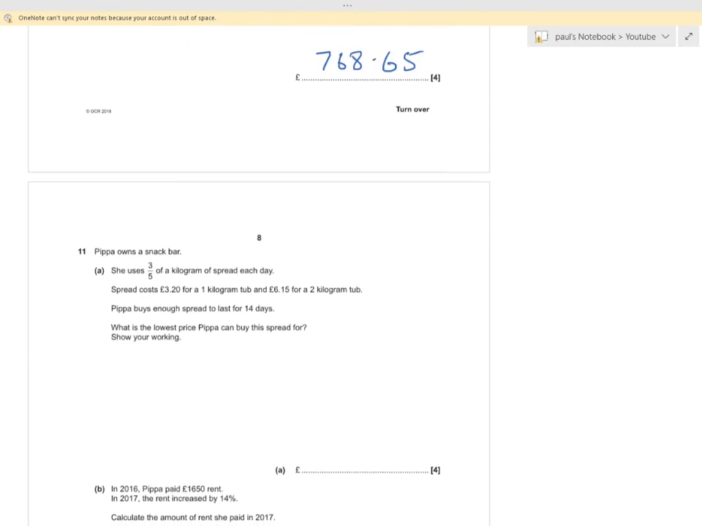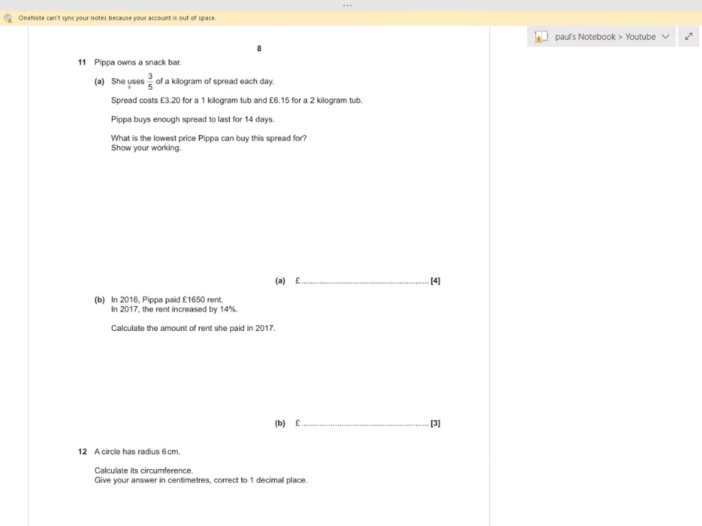Getting a bit more involved now. Alright, Pippa owns a snack bar. She uses 3/5 of a kilogram of spread each day. Spread costs £3.20 a kilogram and £6.15 for 2 kilograms. She buys enough to last for 14 days. What's the lowest price she can buy?